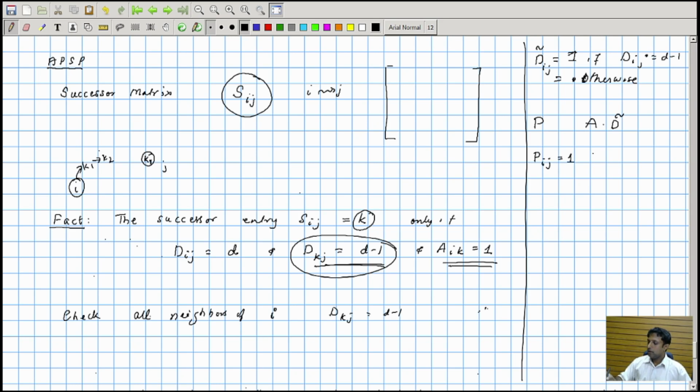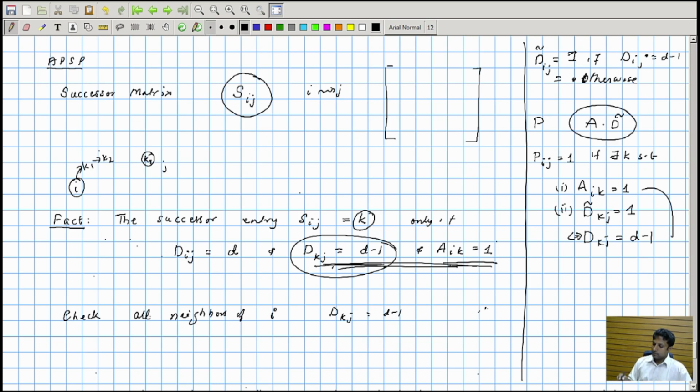P_ij is equal to 1 if and only if there exists a k such that two conditions are met. First, A_ik should be equal to 1, and second, d tilde_kj should be equal to 1. But d tilde_kj is equal to 1 only if d_kj equals d minus 1. So this is precisely the condition that is required here. So if P_ij equals 1, then it essentially says that this condition has been checked.